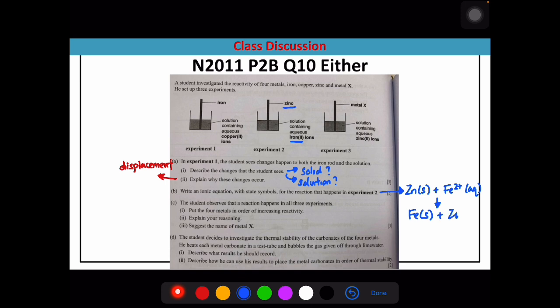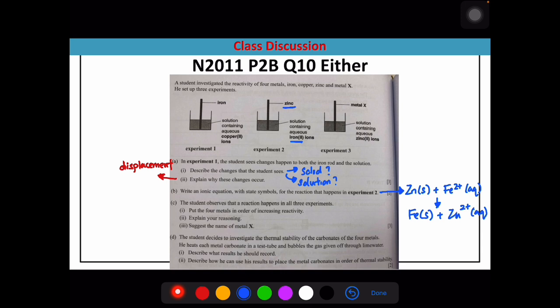So then you have zinc. When zinc is an ion, the charge is 2 plus, right? This is something you need to know from Sec 3. And then you have your aqueous state over here. So this will form the ionic equation for this particular experiment 2, right? Zinc reacting with iron 2, giving you iron plus zinc ions. So this is something that you need to familiarize yourself with, and this allows you to write the ionic equation very, very quickly to score the 2 marks.